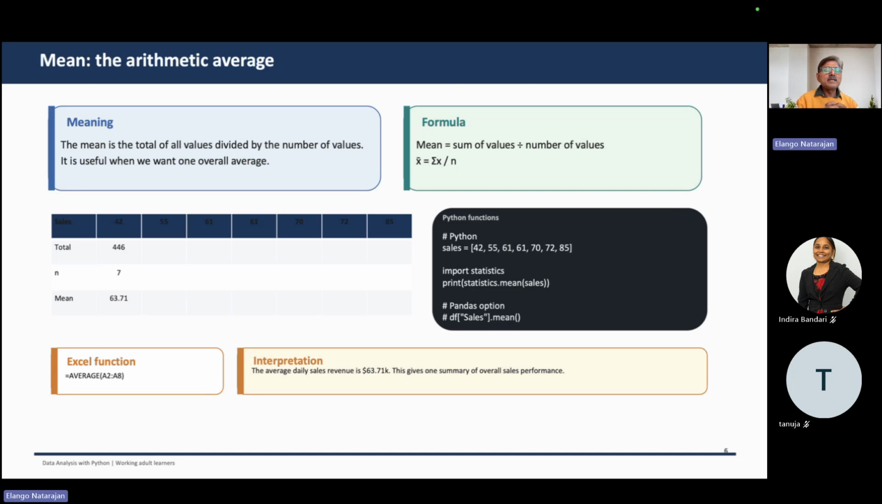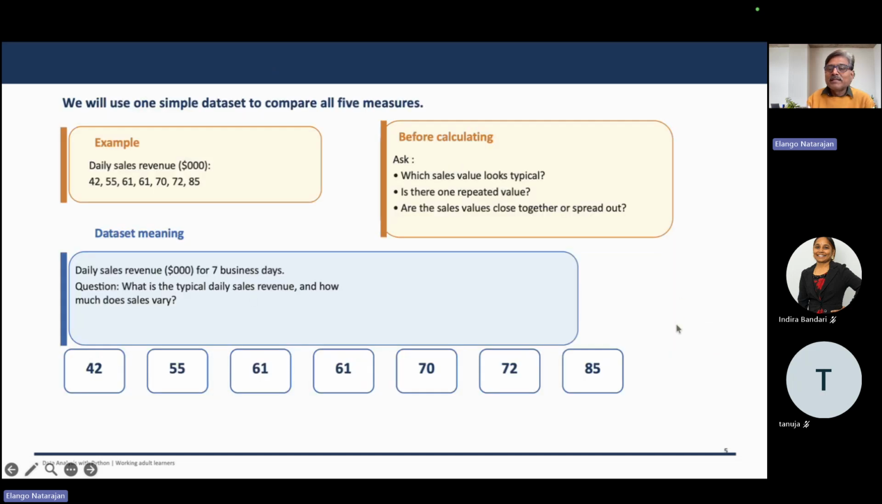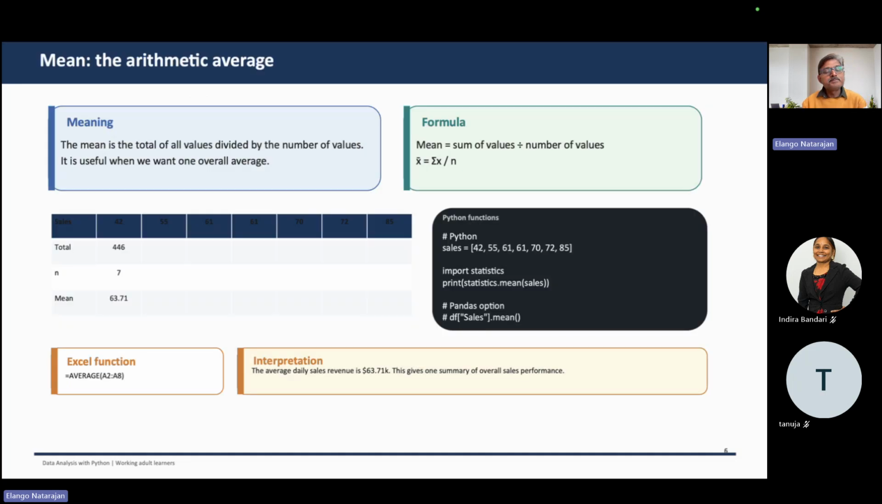Mean is an average. It is the total of values divided by the number of values. So this is the formula that we are going to use, sigma x over n. All you need to do, if you have the data, is just add all values and then divide by the number of values, the count. 1, 2, 3, 4, 5, 6, 7, 7 counts there. So the total amount over 7 will give you the average or mean of this data set.